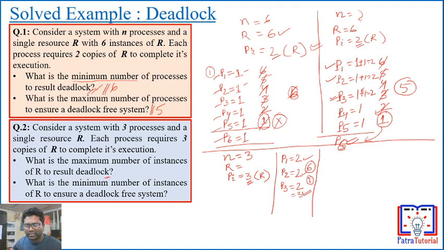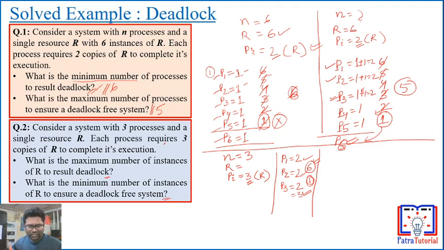So the maximum number of instances to result in a deadlock system is 6. And the minimum number of instances of R to ensure a deadlock free system is what? 7, that is 6 plus 1. If I have 6 instances, then the system can go to the deadlock state. There is a chance. But if I have one more instance, the system will never go to the deadlock state.